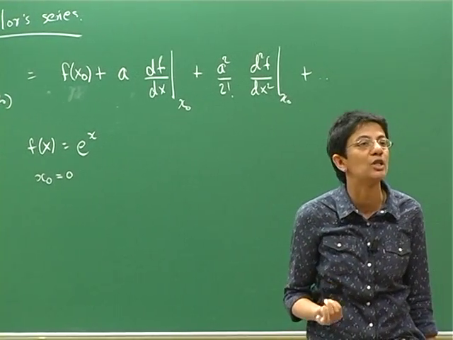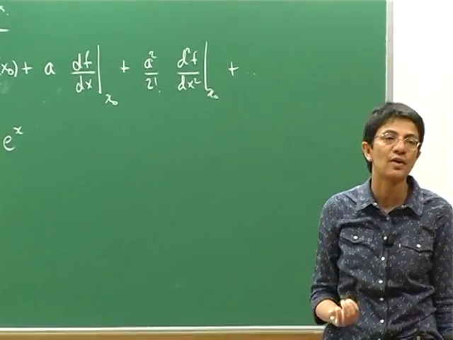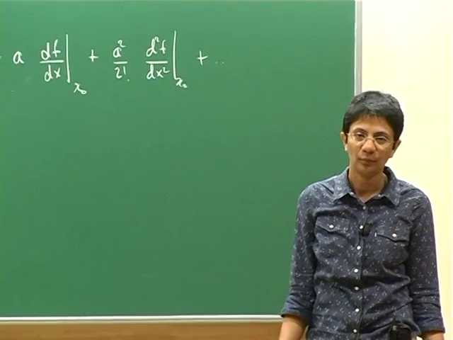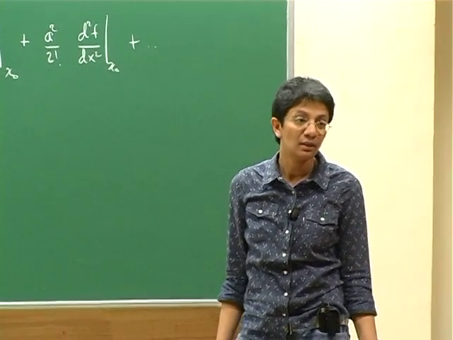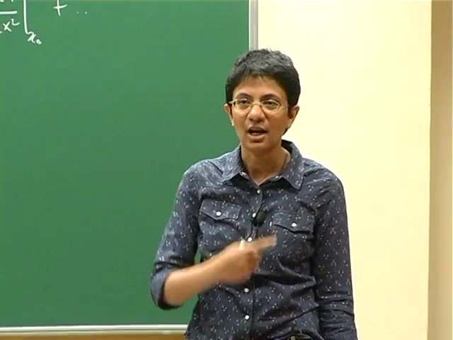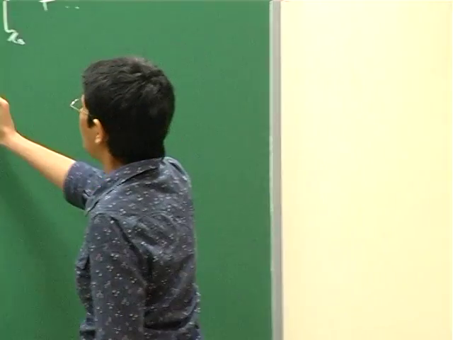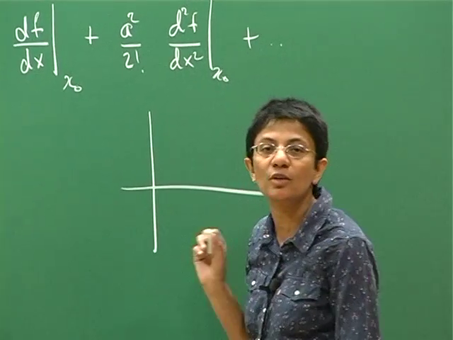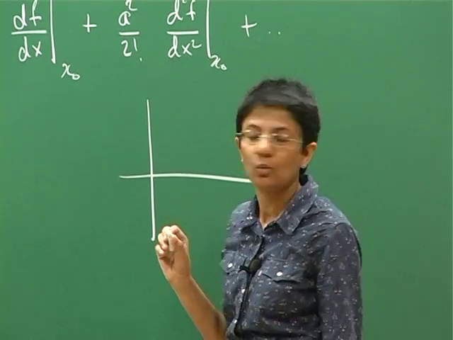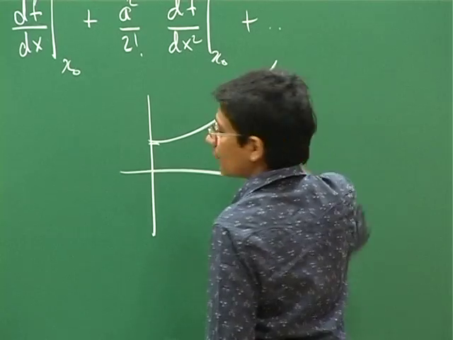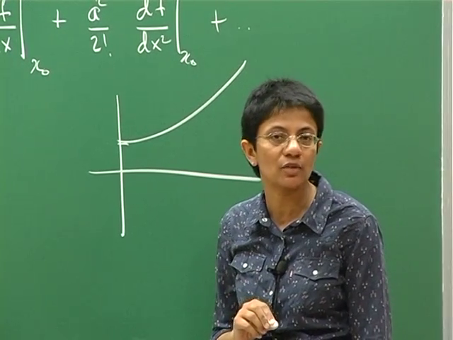Plot the function exponential of x first. How does exponential of x look for positive x? Does it go up and down? Does it oscillate? How does it look? Exponential of x. Increasing function. At x equal to 0, the value is 1. That's how exponential of x looks.